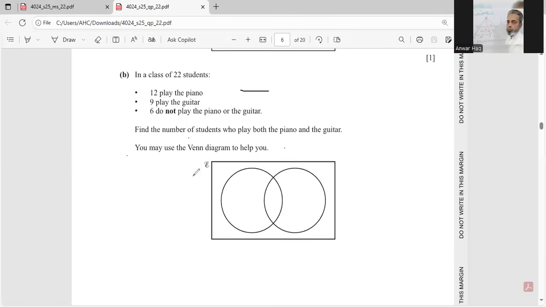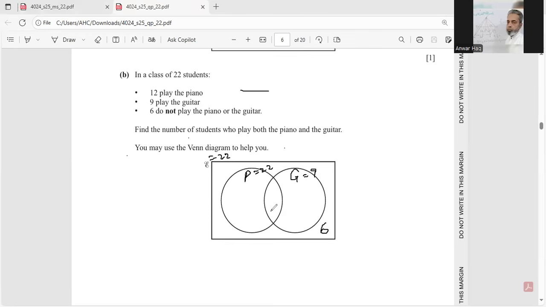B part of the question. In a class, there are 22 students. This means that your universal set is 22. And 12 play the piano. This is P. Piano is 12. And 9 play the guitar. Guitar is 9. This whole circle is 9. 6 do not play piano or the guitar. Here you will write 6 do not.